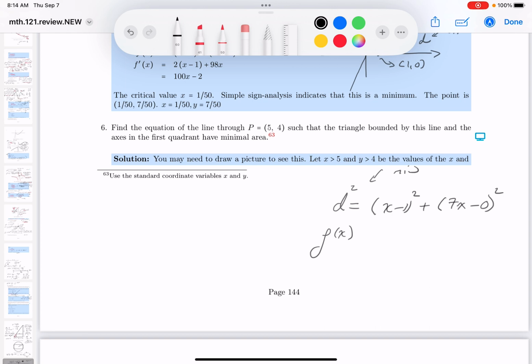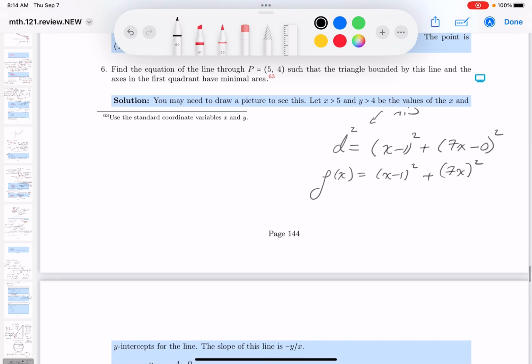So what do you get over here? Let's write this down. (x minus 1) squared plus, this is simply (7x) squared. You can simplify that if you want. I'm going to take its derivative now. And what do you get there? 2 times (x minus 1) to the first power. Derivative of the inside is simply 1, so I'm not going to write that down. And then you get 2 times 7x to the first power. Derivative of the inside is going to be 7.